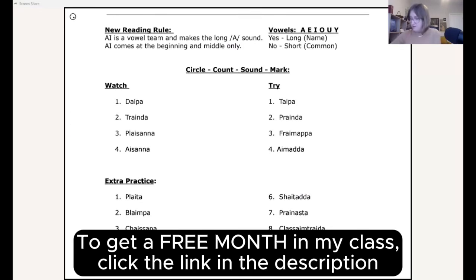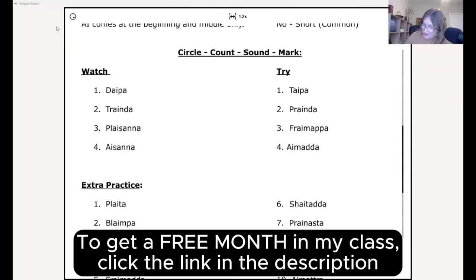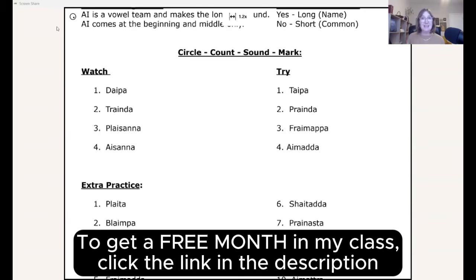Let's get reading. All right, my friends. I'm going to start marking up these words, but you read them with me. Let me see if I can stretch this just a little bit bigger. Too big. This thing is so touchy. There we go.